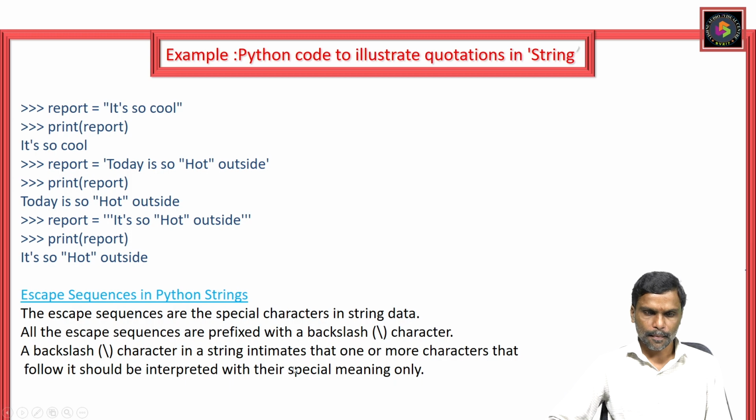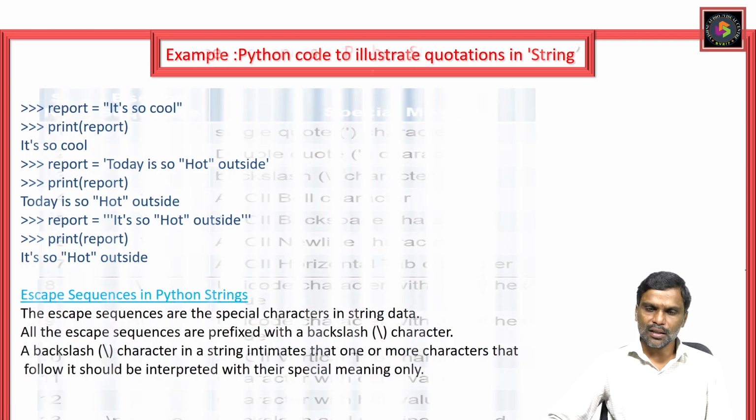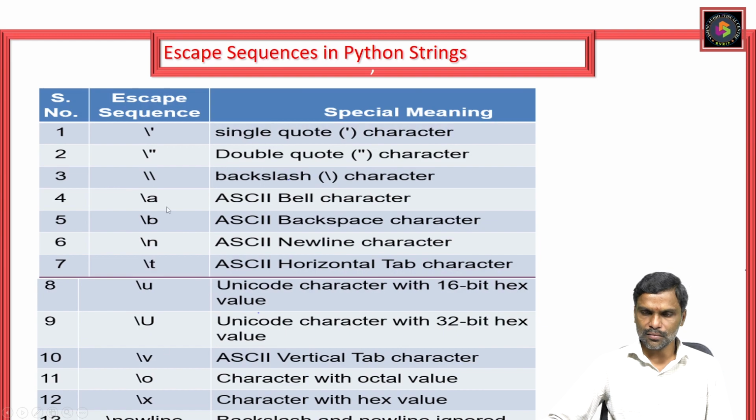Let us see. Here you can see the backslash predefined in all these escape sequences. Backslash single quote is the single quote character, backslash double quote is the double quote character, and double backslash is the backslash character. \a means ASCII bell character, \b means ASCII backspace character, \n means ASCII new line character, and \t means horizontal tab character. This I think you are already familiar with from C also.